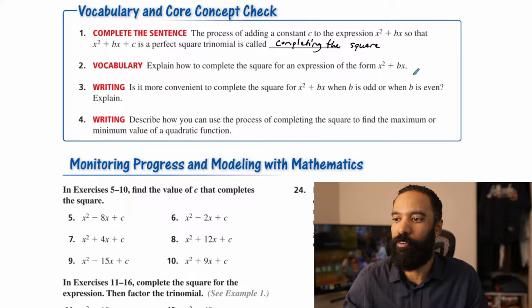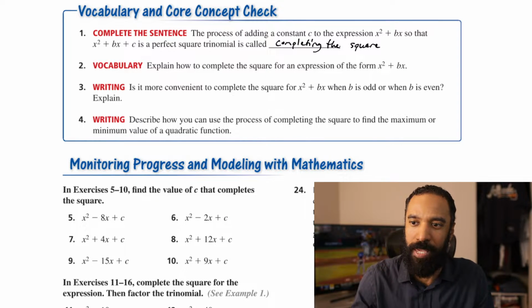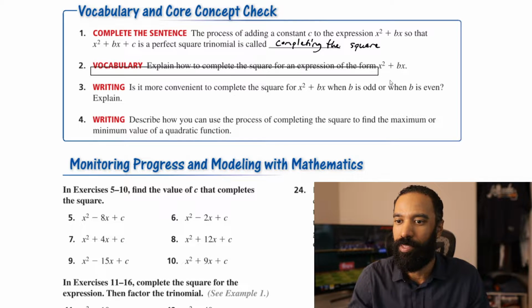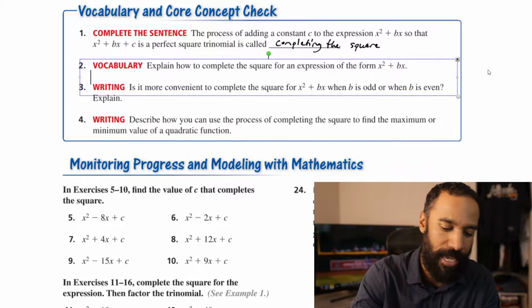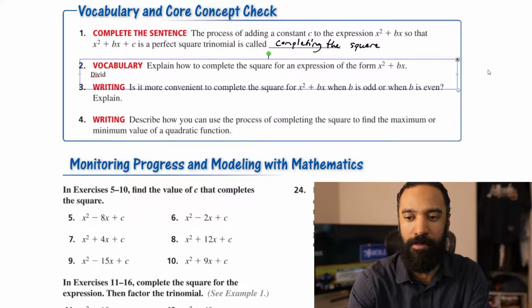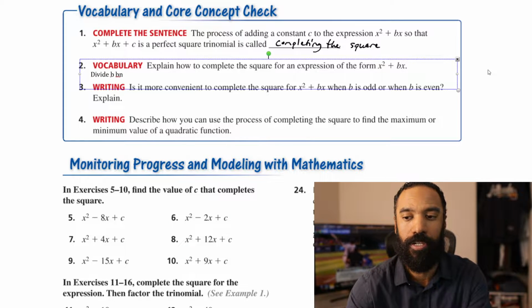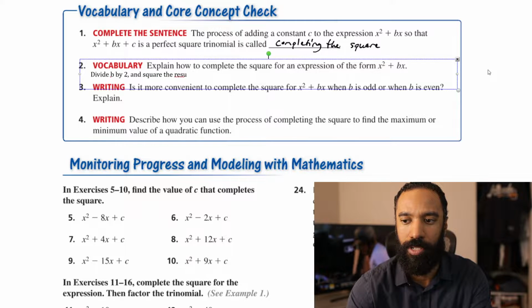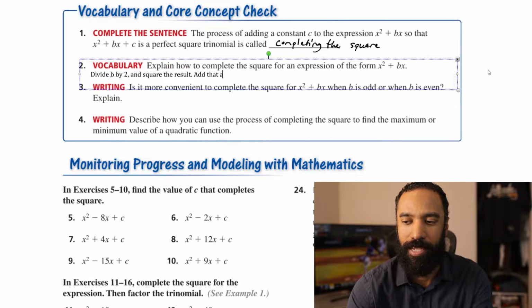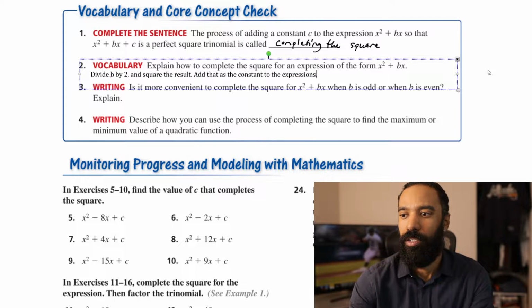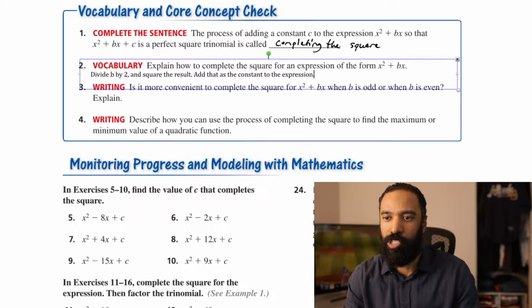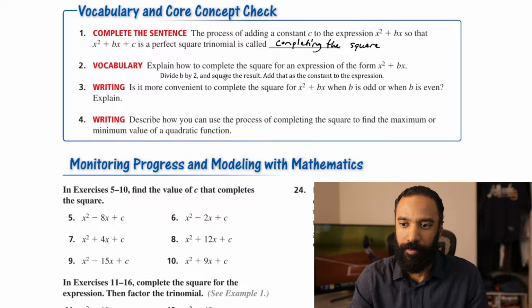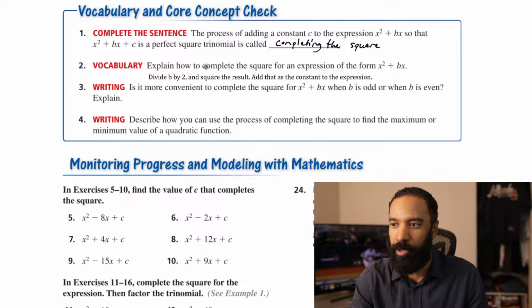Explain how to complete the square for an expression of the form x squared plus bx. I'll say the way that I do it. It's what they do. I just say it differently. Divide b, the linear coefficient, by 2, and square the result. Add that as the constant to the expression. So that c is b divided by 2 quantity squared. That's what makes a perfect square trinomial.